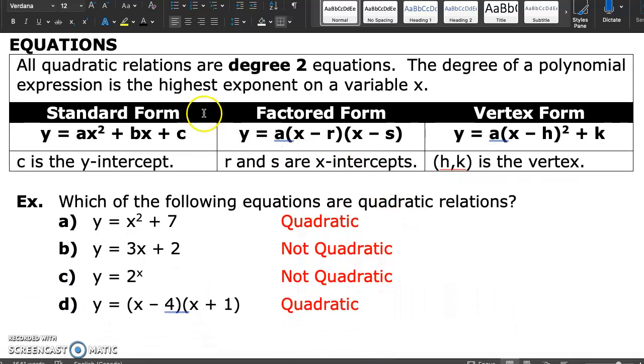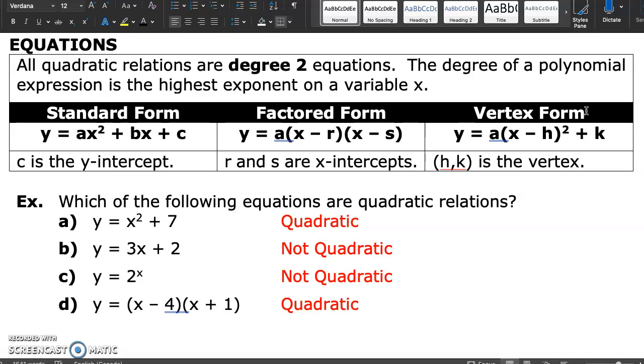In an equation, all quadratic relations are degree 2. The degree of a polynomial expression is the highest exponent on the variable x. So there are the three different forms that we learned previously: standard form, factored form, and vertex form.